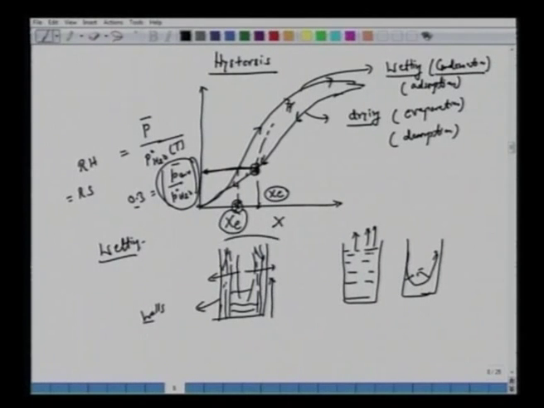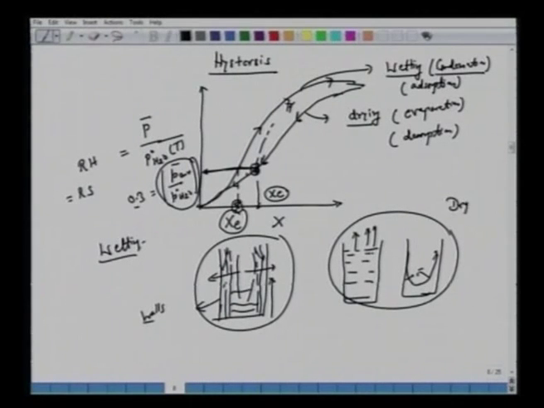So the mechanism of wetting and the mechanism of drying in the pores of a porous solid are different. That results in hysteresis. Whenever we have hysteresis in any context, that means the mechanism of a certain phenomenon in one path is different from the other path.